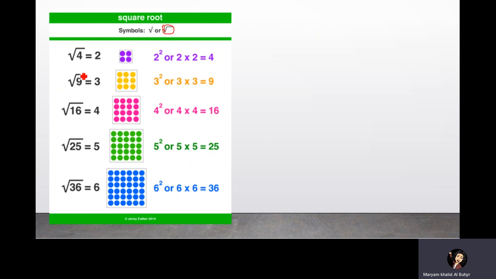I have it here. So the square root of 4, you know what it is? 2. The square root of 9 is equal to 3. If I want to convert this one into exponential form, I can say that this is 9 to the power 1 over 2, and so on. Let me give you more details. We don't have only square roots. We have cubic roots, fourth root, fifth root, and so on.